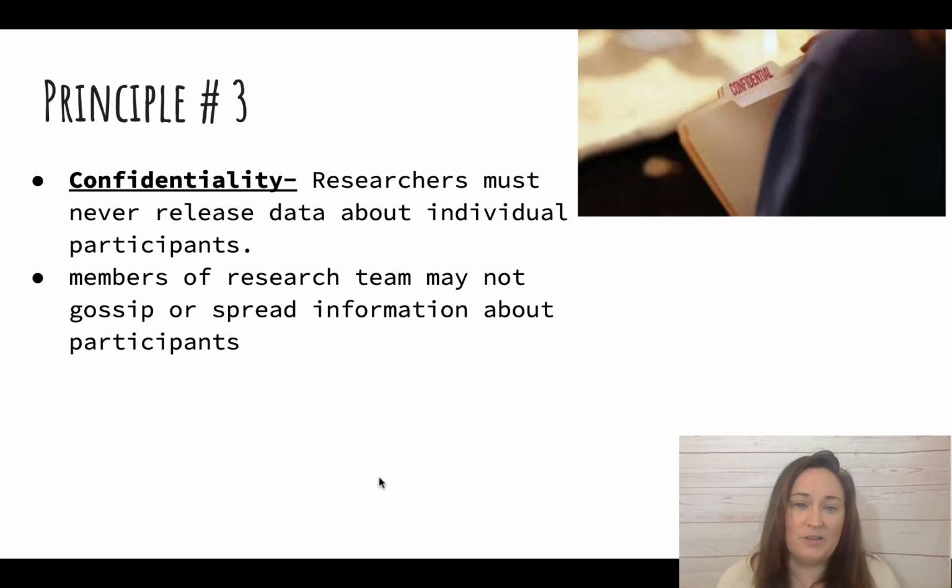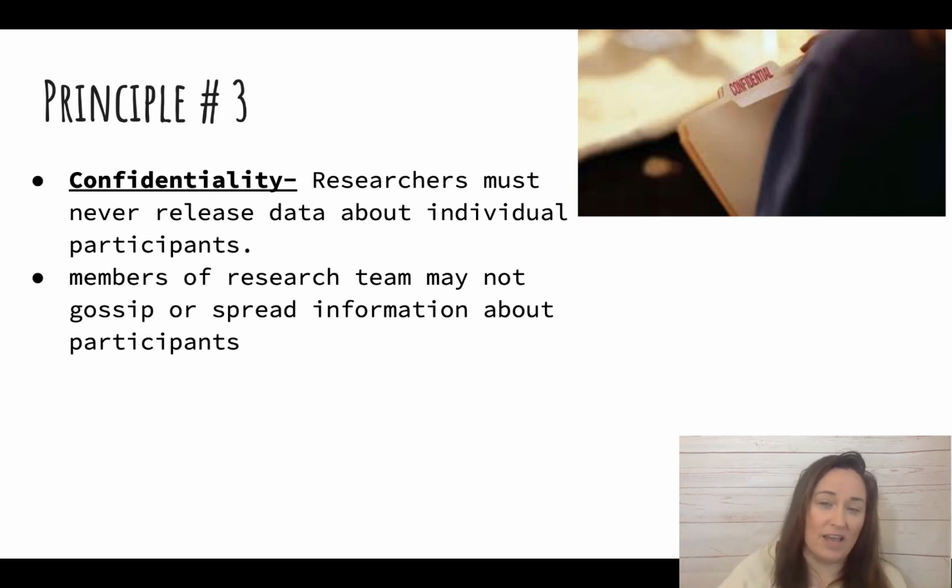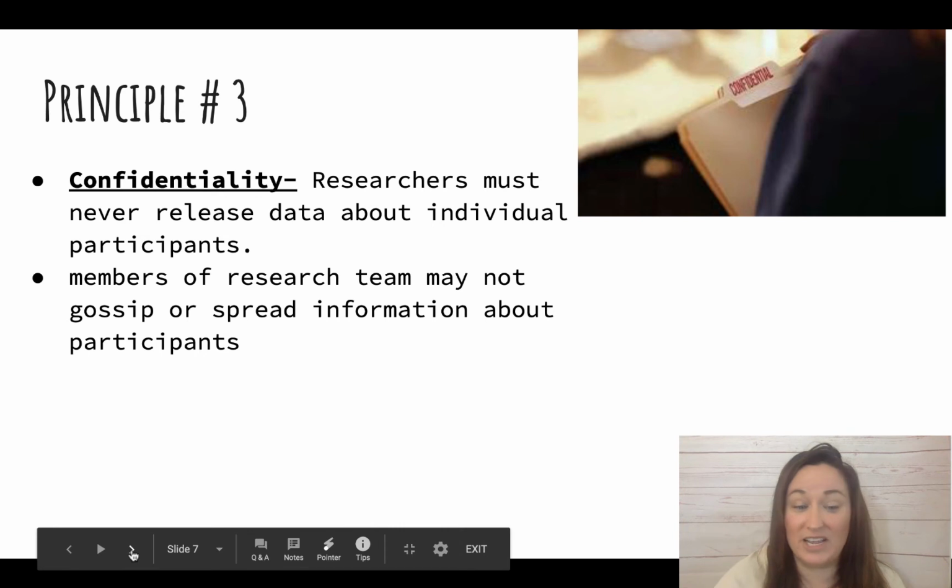The next principle, principle 3, is confidentiality. This is where researchers cannot release your data. They can't even discuss your data, like using your name, to other researchers. It's secure. Your information is private. When they release the study, you're just a data point. Your results are just a data point, and not specifically named in any way.